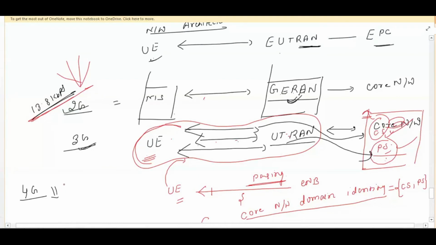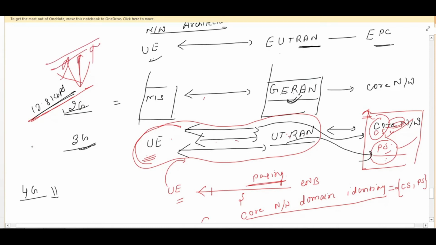So when 4G was designed, it was completely designed for PS service, because there was no problem for CS service. For CS service, we have a good data rate. The problem was for the packet switch service. We need higher and higher data rates. Why? Because the number of users keeps increasing. As more users keep increasing on one channel, the load will keep increasing.